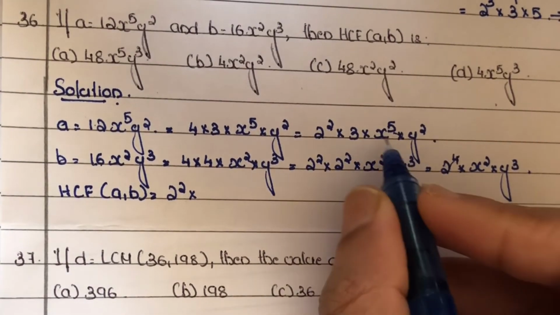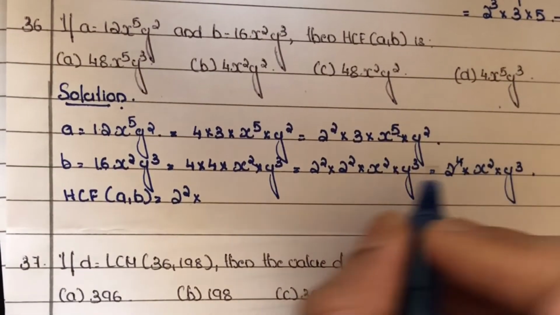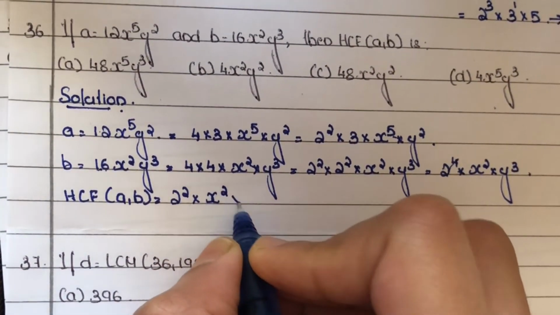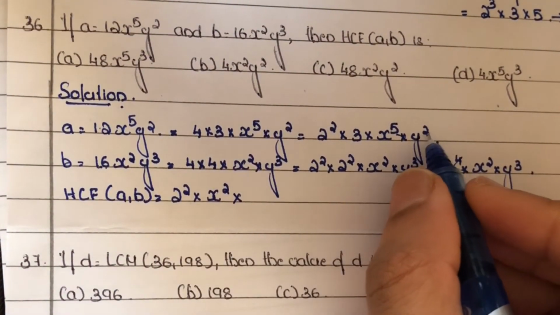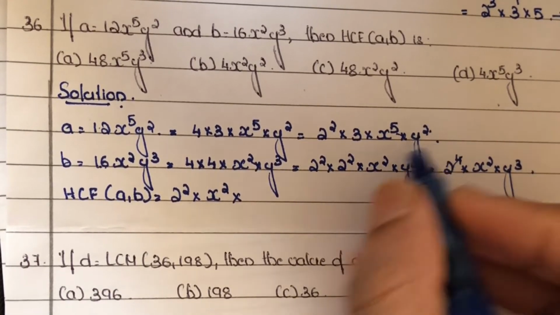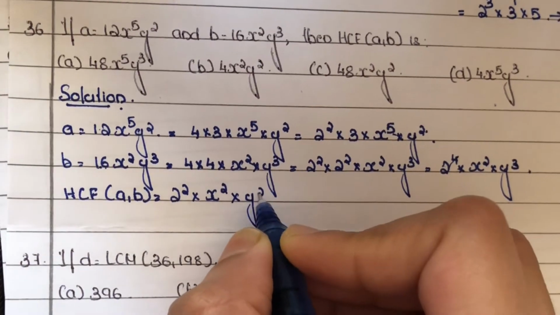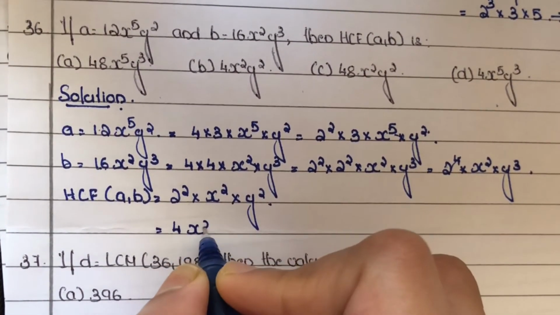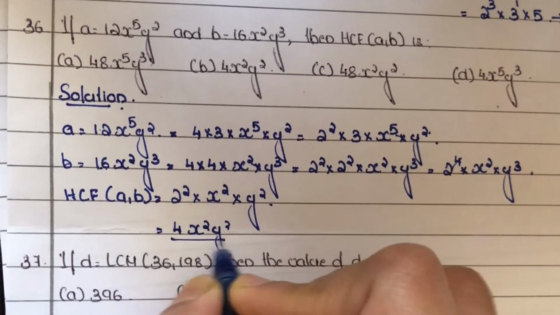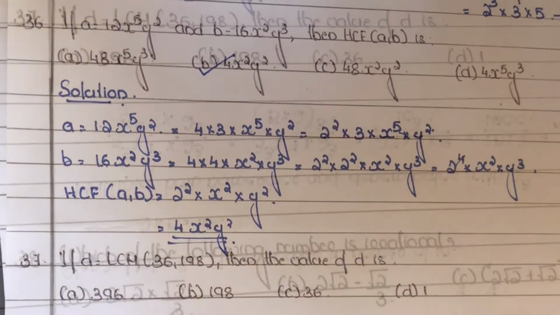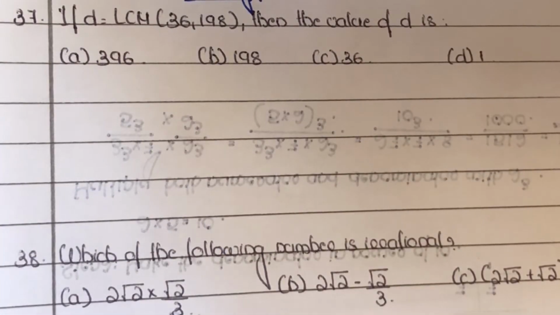x raised to 5 and x raised to 2. So x raised to 2 is the smallest power. Into y. y raised to 2 and y raised to 3 is there. Here smallest power is y raised to 2. Now 2 square is 4, so 4x square y square. 4x square y square is the answer. That is option B.